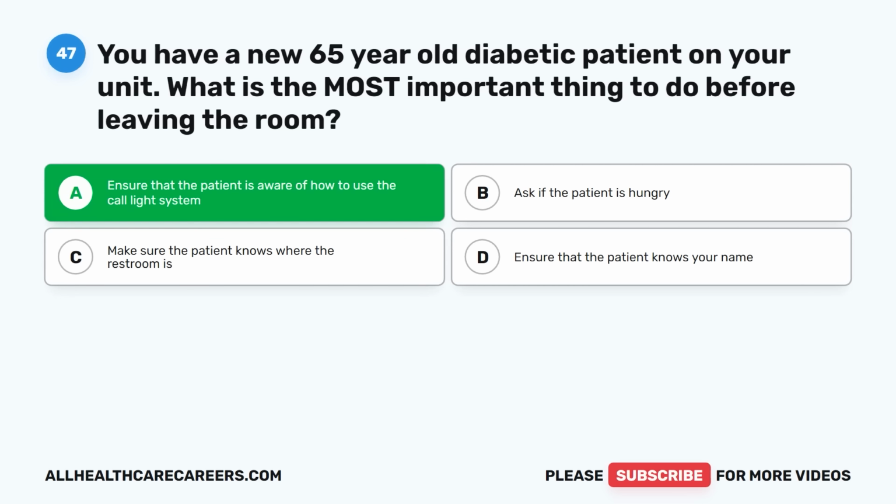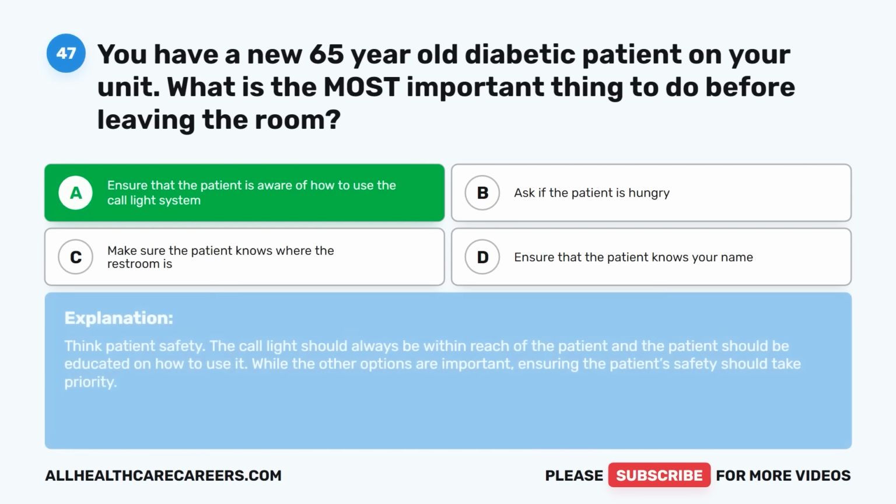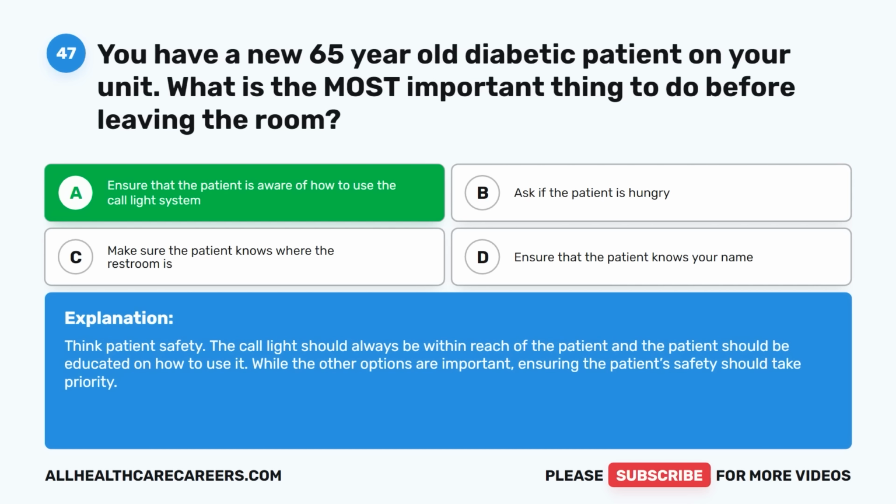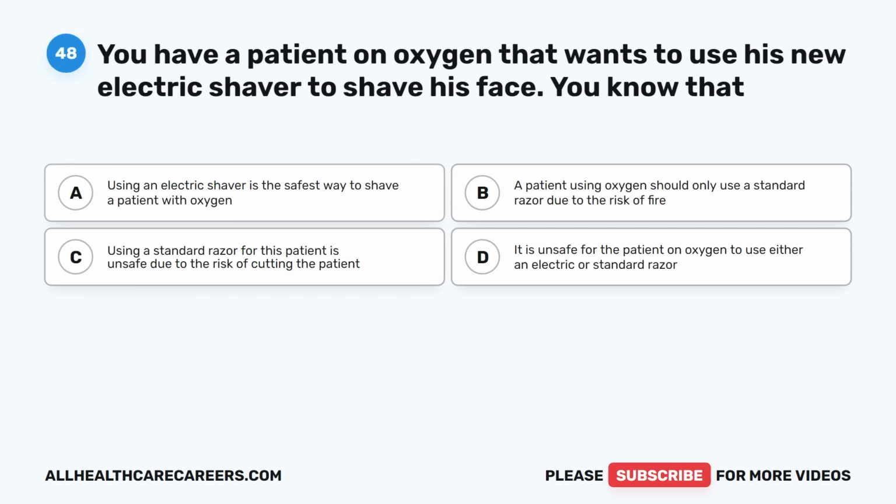The correct answer is A. Ensure that the patient is aware of how to use the call light system. Think patient safety. The call light should always be within reach of the patient, and the patient should be educated on how to use it. While the other options are important, ensuring the patient's safety should take priority.